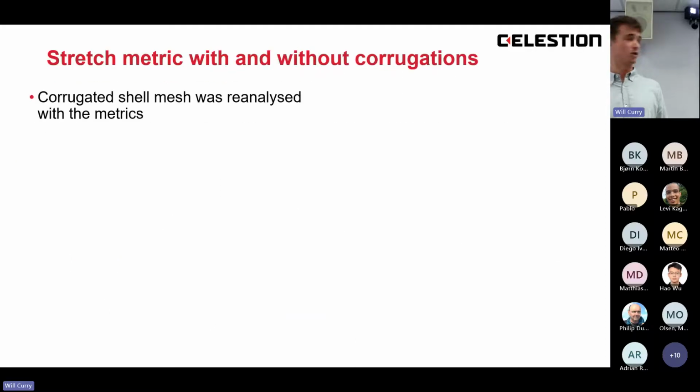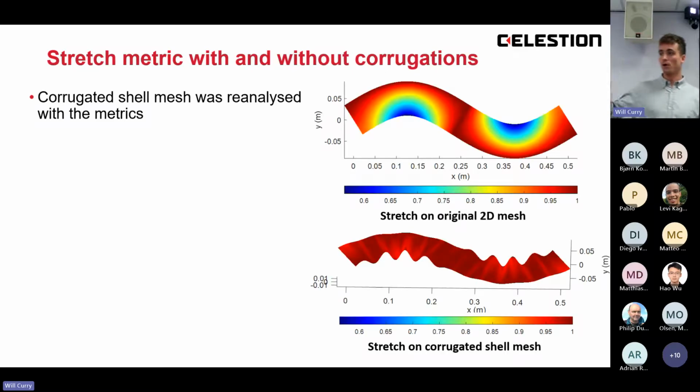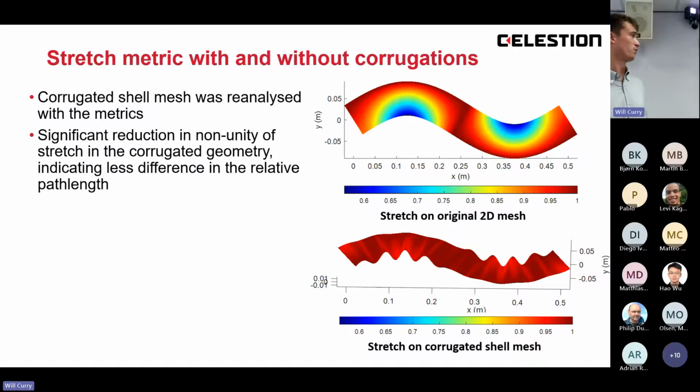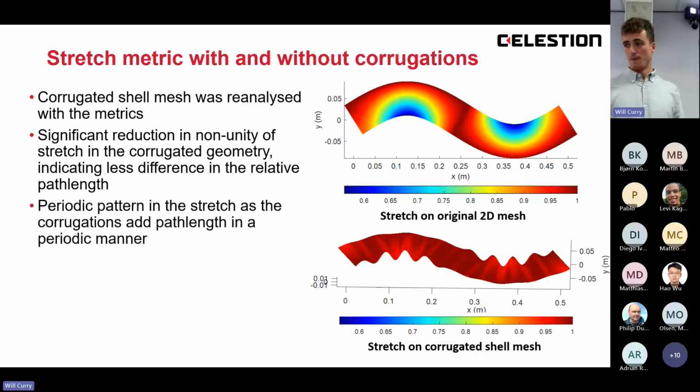So the corrugated shell mesh was then reanalysed with the same metrics. So the top plot here is the stretch on the original 2D mesh, and then the bottom one is the stretch on this mesh, which has had these corrugations added to it. And there's a significant reduction in the non-unity of the stretch metric on the corrugated geometry, and this indicates that there's less difference in the relative path length. There is this periodic pattern seen in the stretch on the corrugated model, and this is because using corrugations adds path length in a periodic manner.